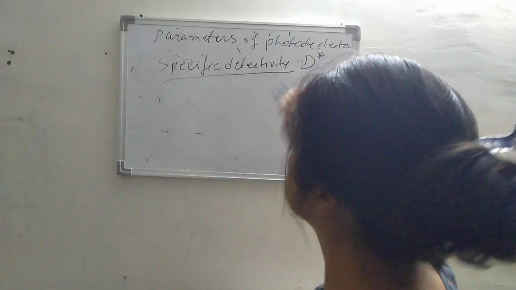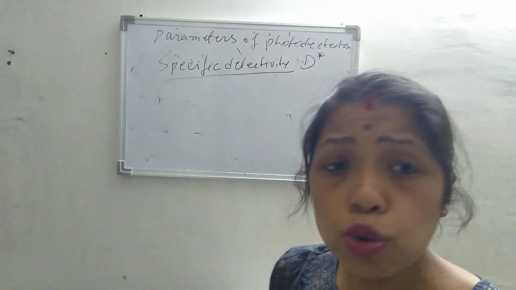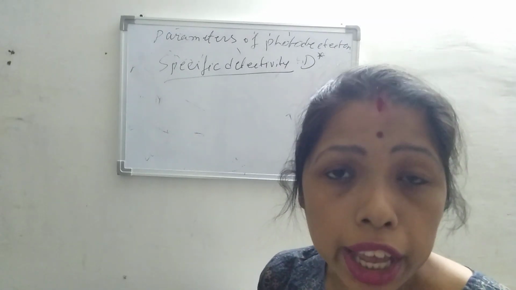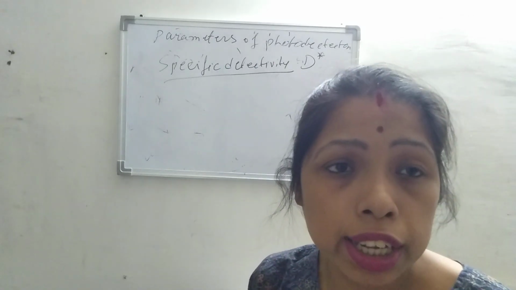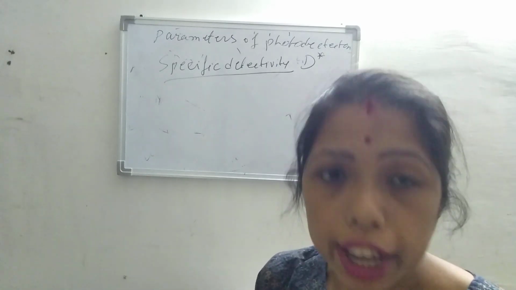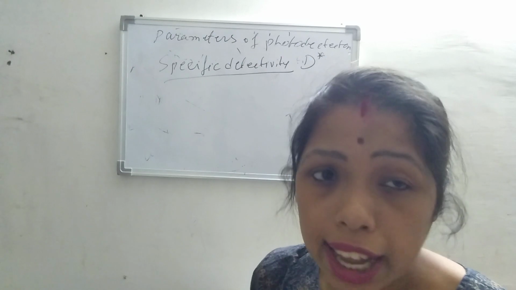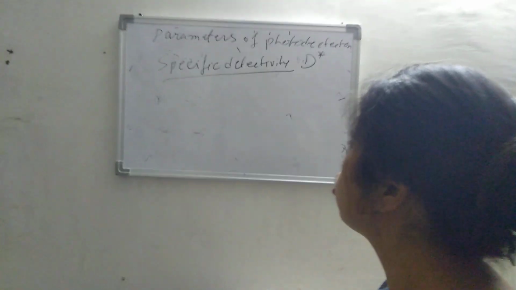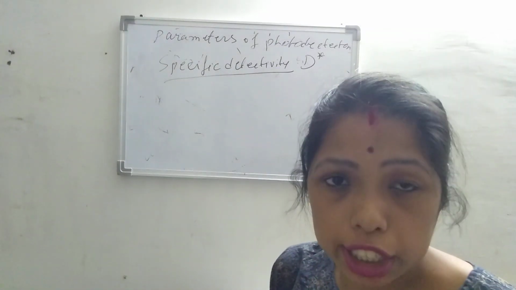D star, denoted as D*, is used to determine the noise performance of the photodetector. If you have a high detectivity, that means the device has less noise. But if you get a low detectivity, the device has more noise as well as less photo response. So this is defined to determine the noise performance of the photodetector.